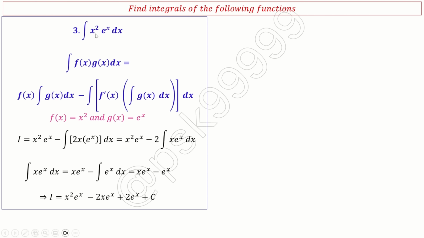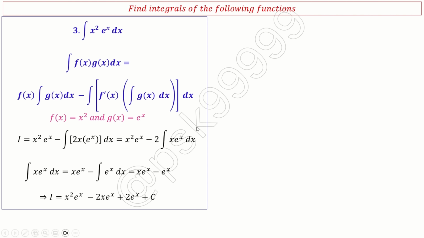Next, x square e to the power of x. In ILATE, algebraic comes before exponential; exponential is the last. So x square is my f of x, and g of x is e to the power of x. Now substitute: x square into e to the power of x minus integration of 2x, since the differentiation of x square is 2x, into the integration of e to the power of x, which is e to the power of x. So minus integration of 2x e to the power of x dx.